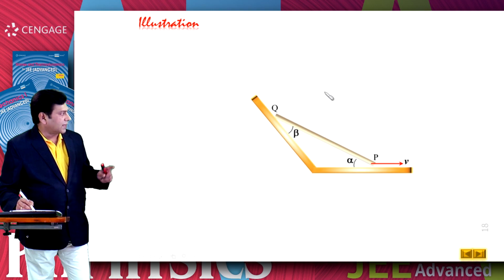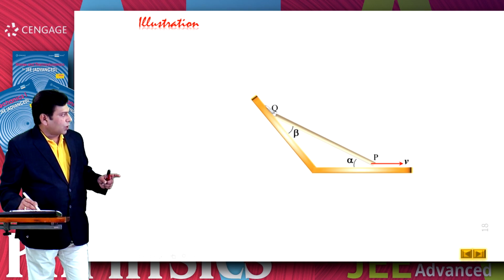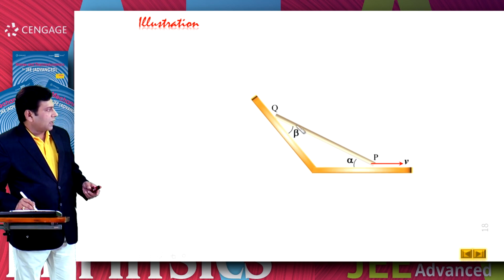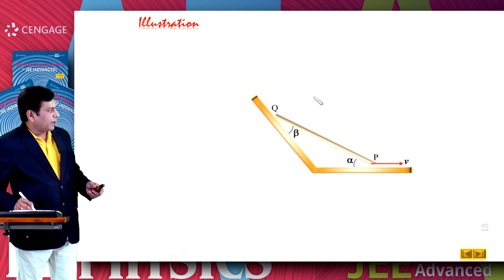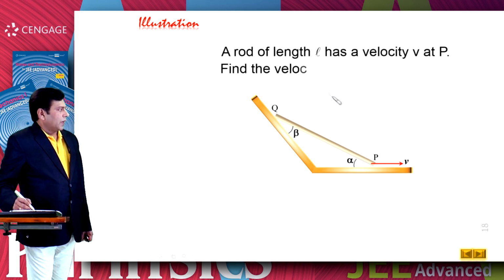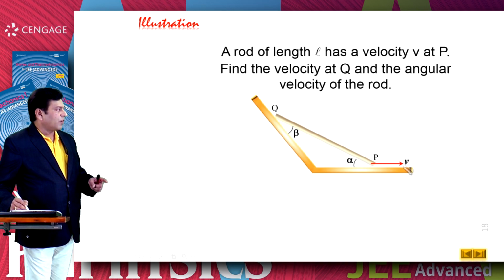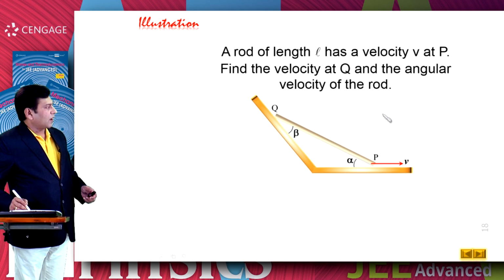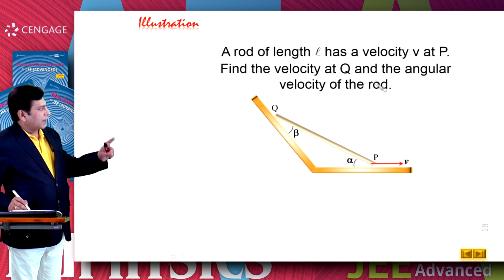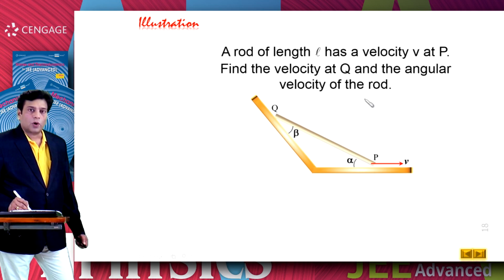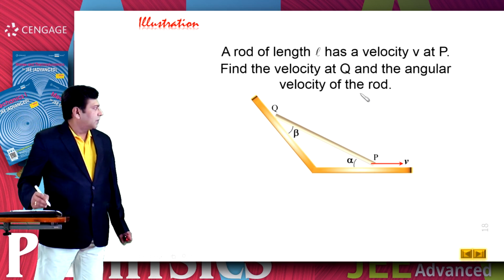The rod length is L and it is supported against the inclined wall, and this is a smooth floor, and the angle made by this rod is alpha with the ground and beta with the wall. And this end P, which is located on the ground, is moving in the rightward direction with the velocity V. And here we need to calculate the velocity of this end and angular velocity of the rod. Correct?